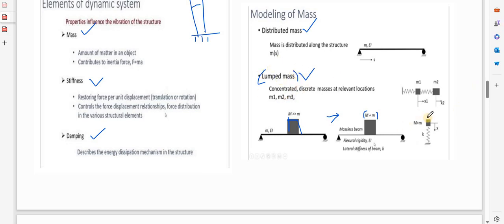Here you can see, for example, if I have a beam like this, the mass will be modeled like this. If I have a load like this, and M is there, how can I model this? I will assume that here my mass will be concentrated. The total mass will be concentrated here.